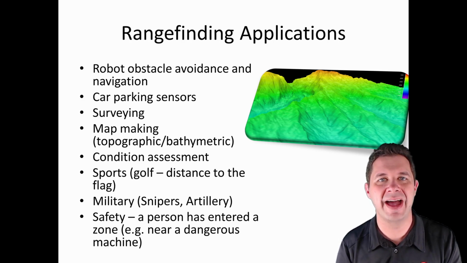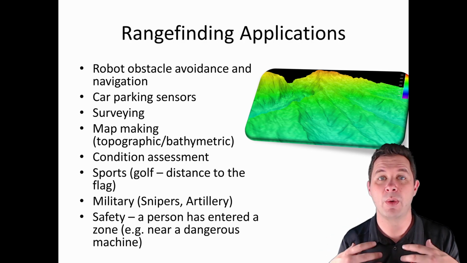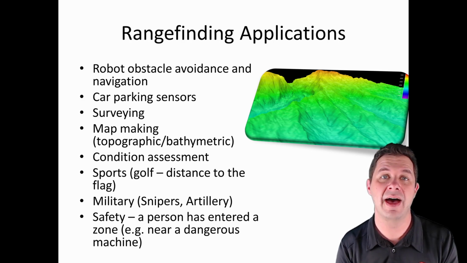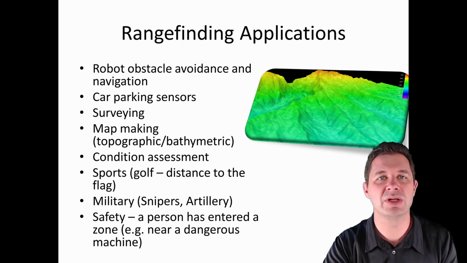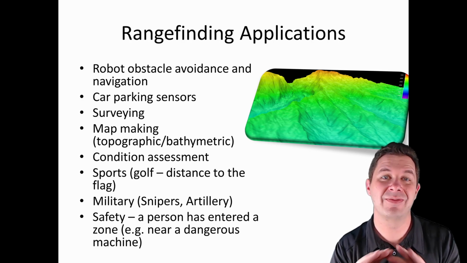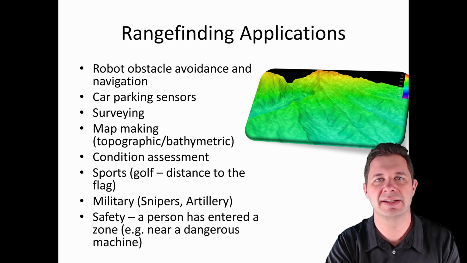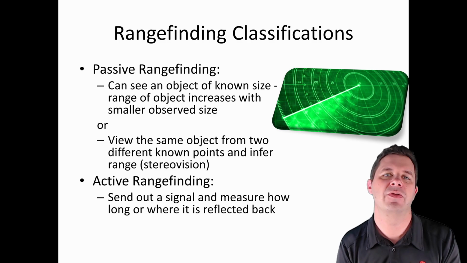For example, a lot of factories will have LiDAR-based rangefinders on the wall, so that if someone walks into a particular area, all the machinery might stop or slow down to create a safe zone for that person to enter into. So there are all sorts of different applications, and lots of engineering style applications as well, around why we use rangefinders. Now we've got a few different modalities or ways that we can actually perform that range-finding operation.